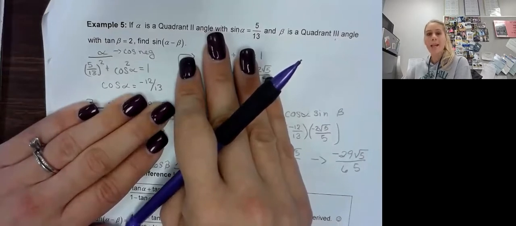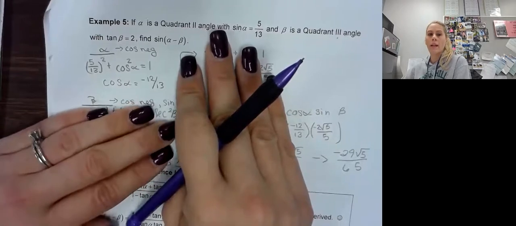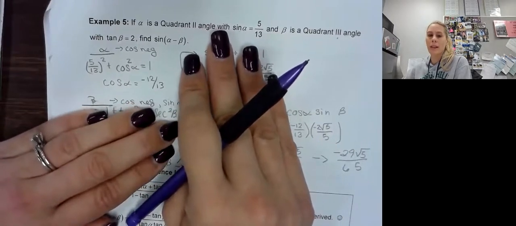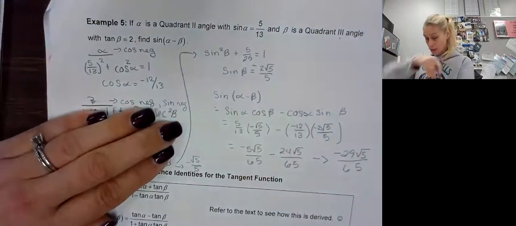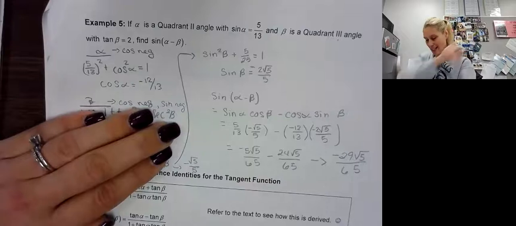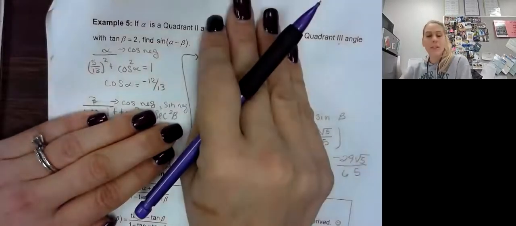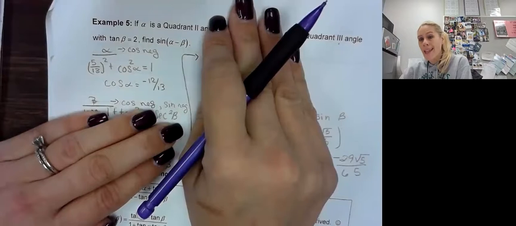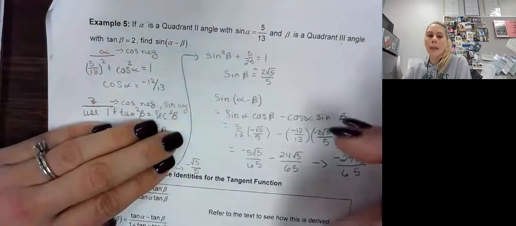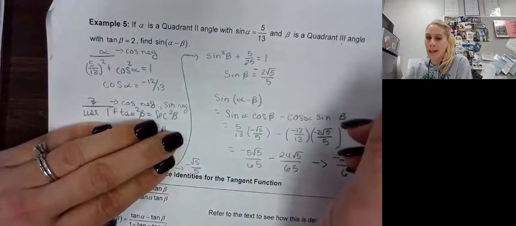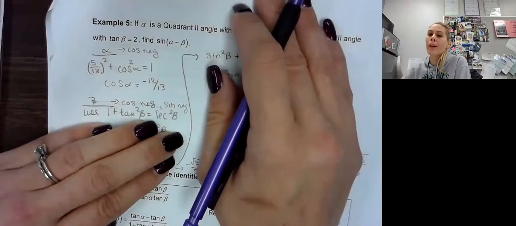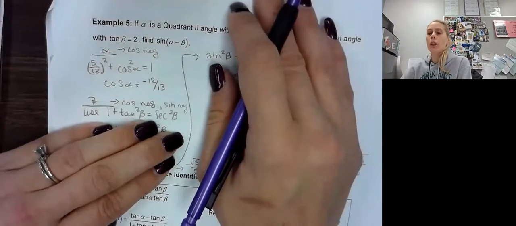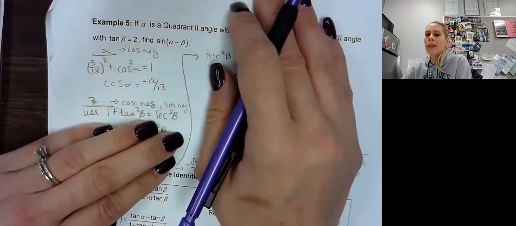Okay, now what do we do with that beta? Well, again, cosine and sine are negative, so I want to keep that in mind. But since we have tangent, we still use a Pythagorean identity. So what Pythagorean identity with tangent is going to help us? Well, that was 1 plus tangent squared beta equals secant squared beta. How's that going to help us? When we figure out the secant, we can do the reciprocal, so we can use it as cosine.